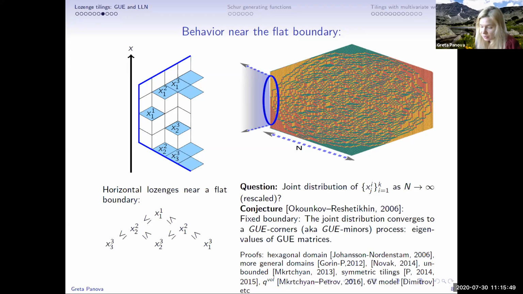And so depending on the domain, the weights of the tiling and so on, there have been many proofs and discoveries of such phenomena. There is also the GOE, the orthogonal ensemble, which would show up under certain symmetries. Here are some references, and probably others, more recent ones, that I have missed.